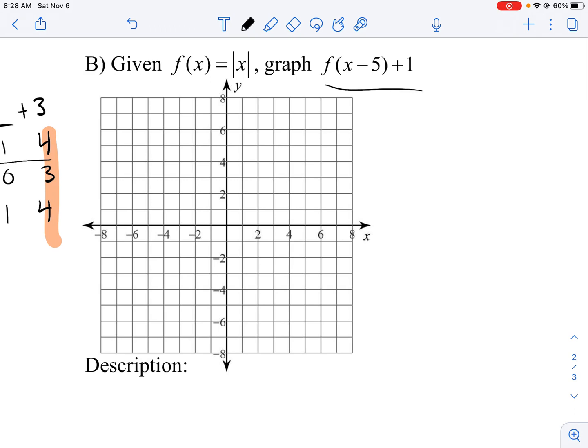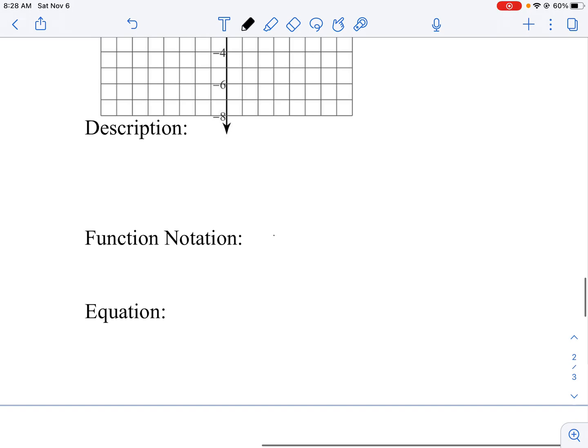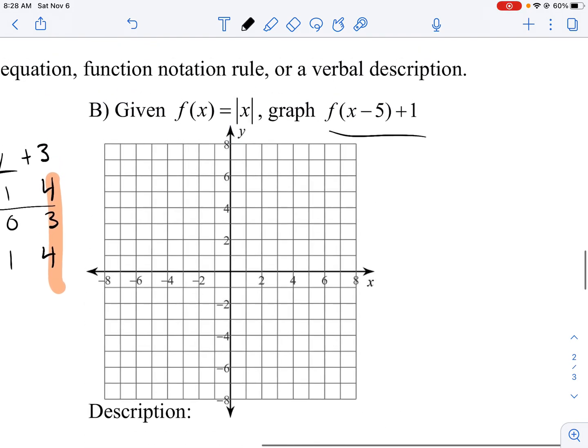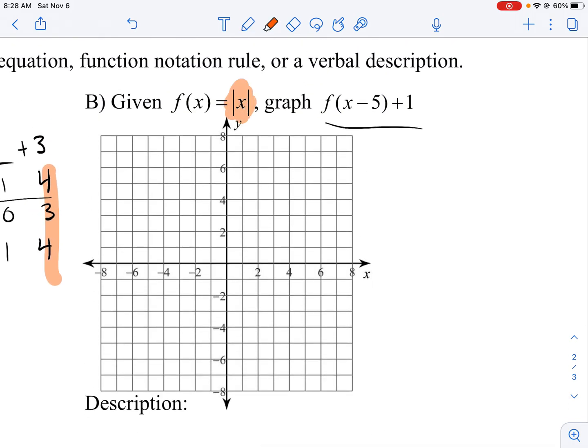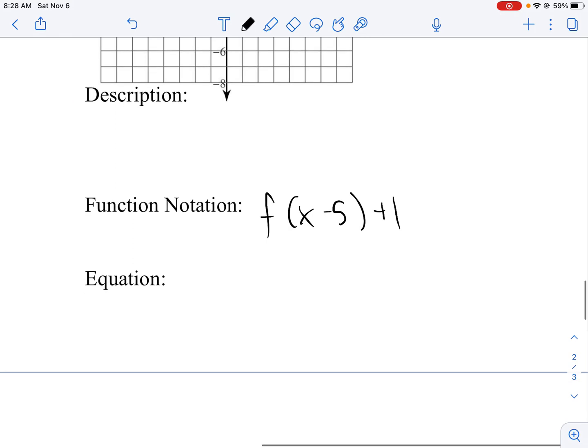From here, we are doing the same thing. We have f of x equals the absolute value of x minus 5 plus 1. That is the function notation, so we're just going to copy that down. Now what parent function do we have? We have ourselves an absolute value of x. So if we want to write the equation right away, then we have y equals, or g of x equals, the absolute value of x minus 5 plus 1.